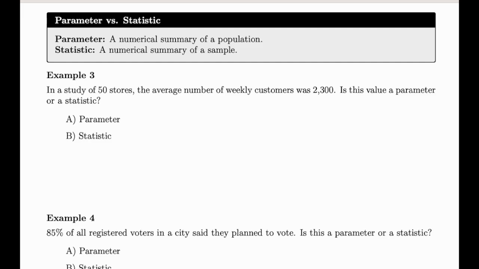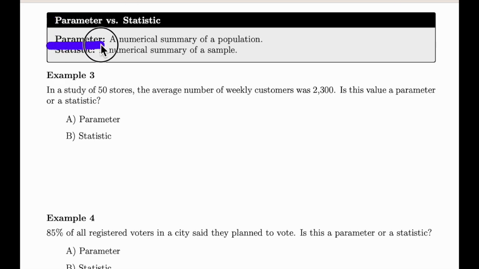Now that we can identify populations and samples, let's take a look at how we can summarize information about them using something called a parameter and a statistic. A parameter and a statistic are both numerical values, and sometimes you'll hear them called a numerical measure, and these help us describe these two groups, specifically the population and the sample.